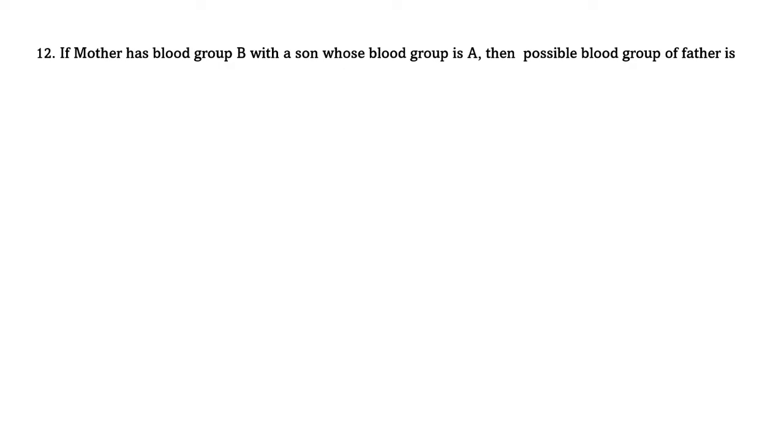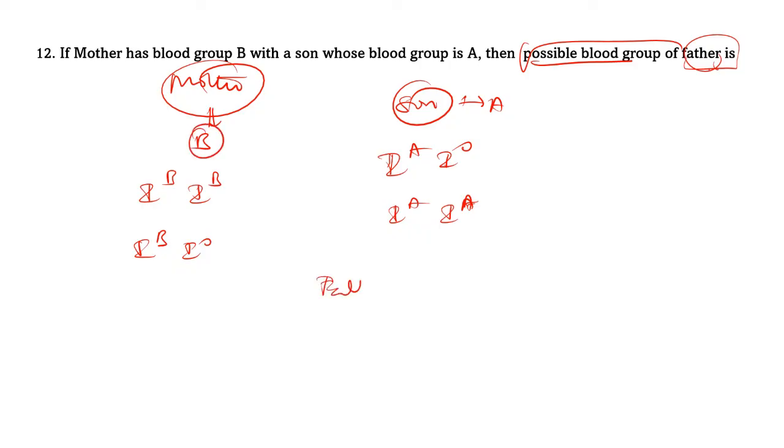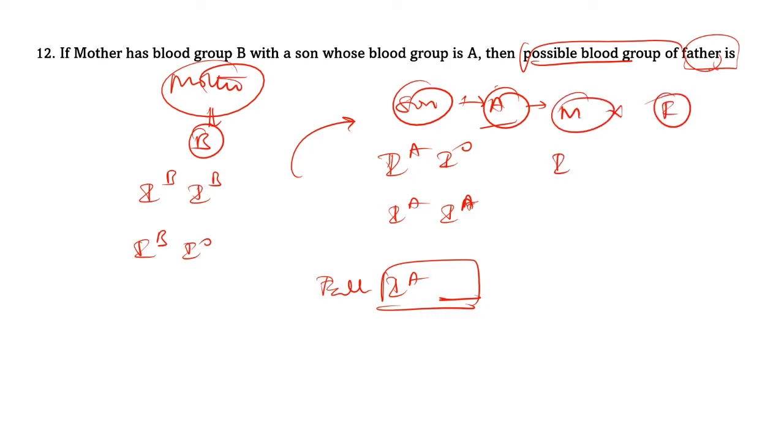Next one, if the mother has blood group B, it can be either IB or IBIO, right? And the son has blood group A, so he can be IAIO or IAIA. They are asking what will be the possible blood group of the father. If the mother is B, then obviously the father should have the A allele in his blood group to get a son who has the A blood group.